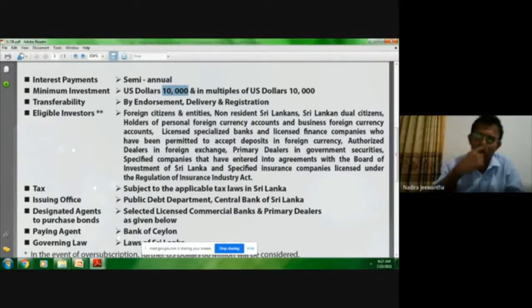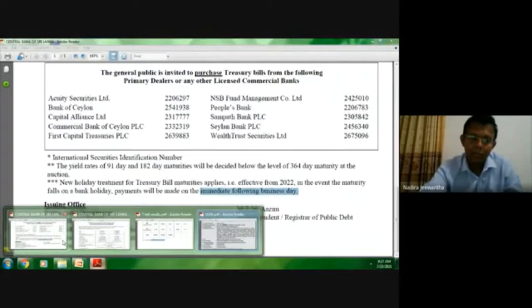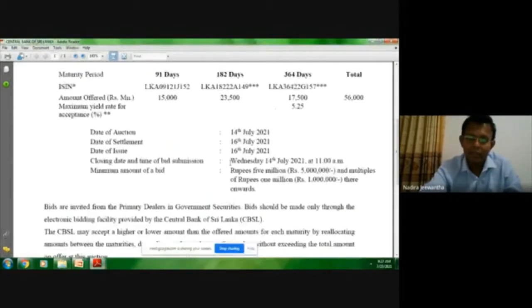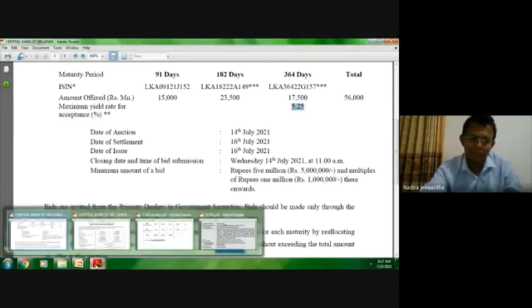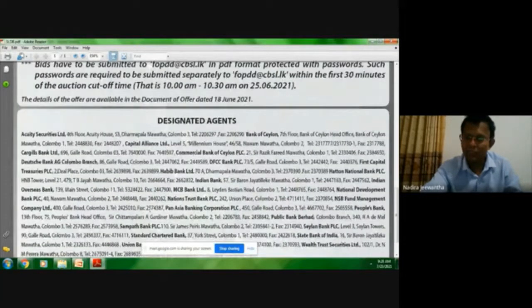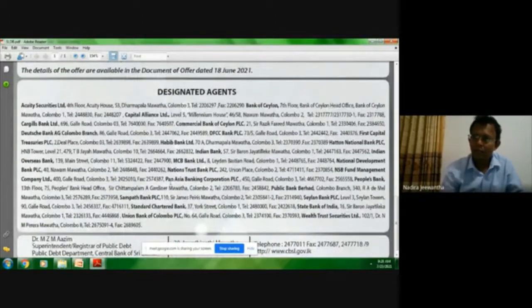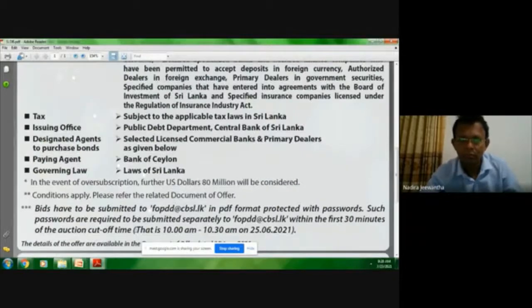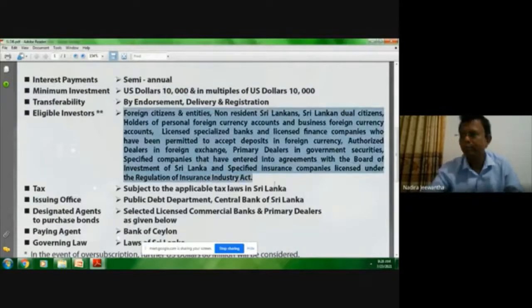That's up to you. There is no cap limit like treasury bills. With treasury bills there is a cap limit; you can't go beyond that. But SLDBs you don't have that. It is a dollar denominated instrument. And these are the designated agents. Who are the designated agents? The banks or institutions that can accept SLDB applications. These are the people who can accept SLDB applications, from these people. Got it?